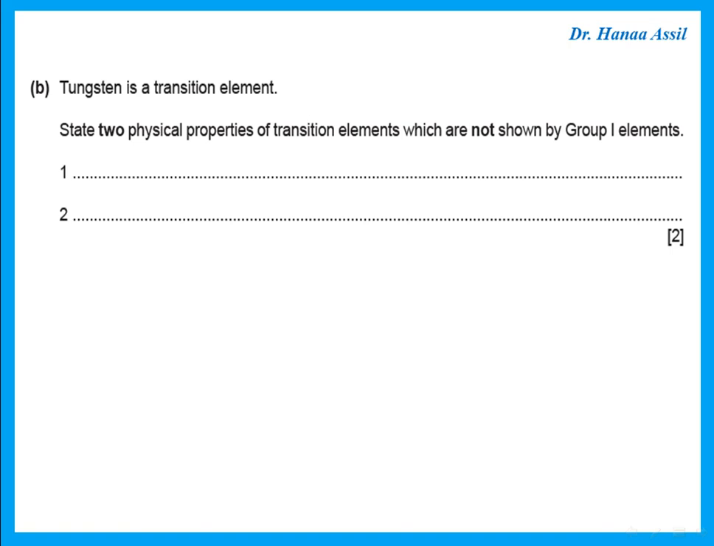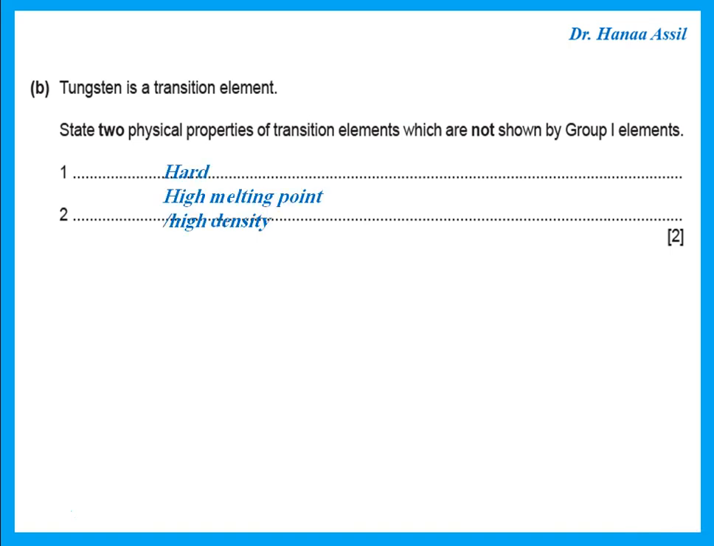Tungsten is a transition element. State two physical properties. Please remember, you need to talk about physical, not chemical, properties of transition elements which are not shown by group 1 elements. So what are the physical properties that identify transition elements?